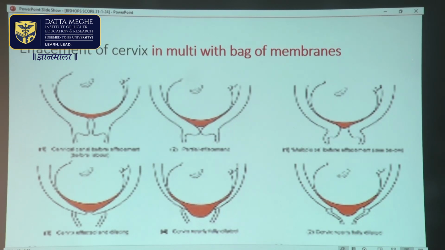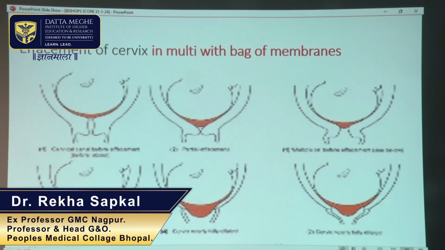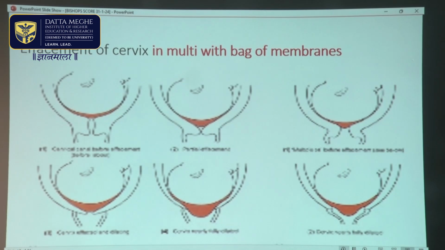Effacement and dilatation of cervix occurs with the onset of labor pains in multipara. In primigravida or nullipara, the effacement occurs and dilatation also to some extent, say about 1 or 2 centimeter occurs 15 days before expected date of delivery due to engagement of the head.